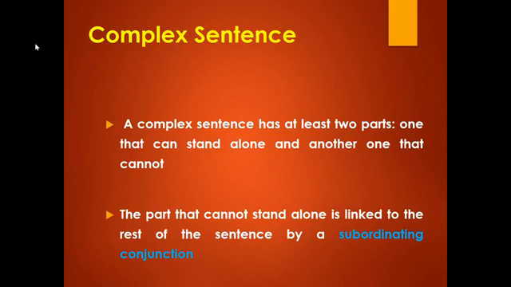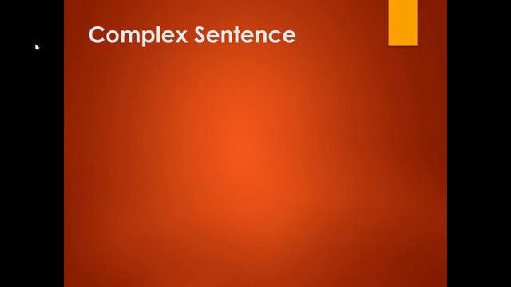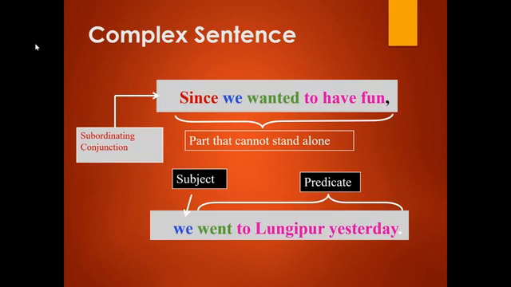Now a complex sentence. A complex sentence has two parts. One part stands alone, independent clause, and the other part depends on the first part, right? Say for an example, since my friend and I wanted to have fun, we went to Lungipur yesterday, right? See over here. Since we wanted to have fun, ये जो part है ना, you cannot use that alone. It is not, definitely not a complete sentence. The second part is a complete sentence.